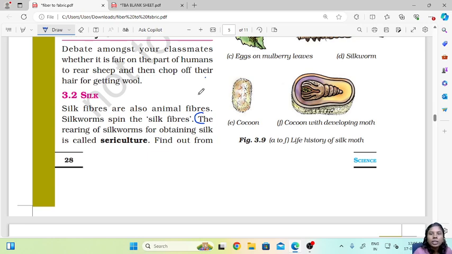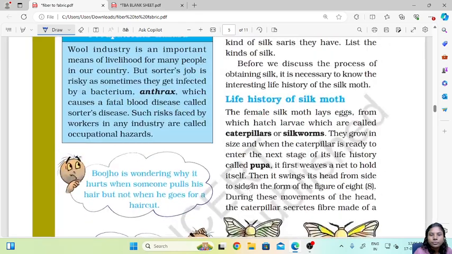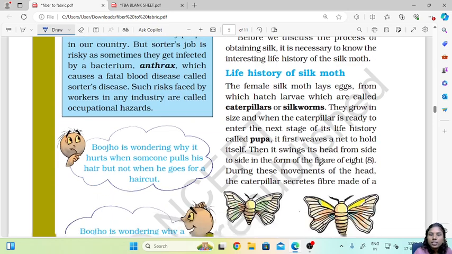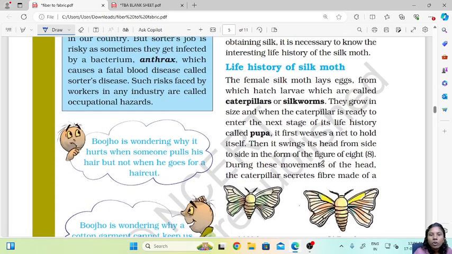Now silk fibers are also animal fibers. Silkworms spin the silk fibers. So the rearing of silkworms for obtaining silk is known as sericulture. Now, before we discuss the process of obtaining silk, we will look into the life history of the silk moth.